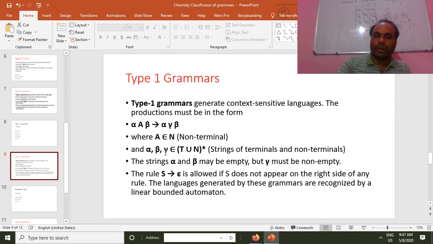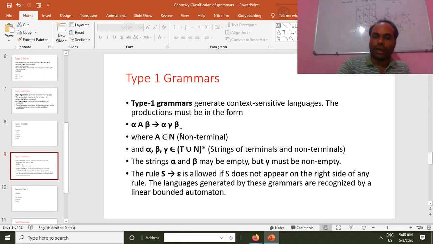Here alpha and beta, and the right hand side representation, may be terminal or non-terminal, anything you can represent here. Alpha and beta belong to strings of terminals or non-terminals, any type of string. Alpha and beta may be empty also. But the middle value you have given on the right hand side, the gamma notation, must be non-empty.